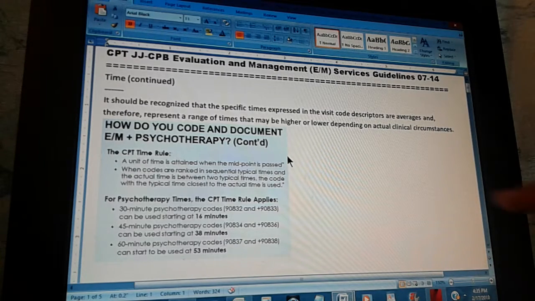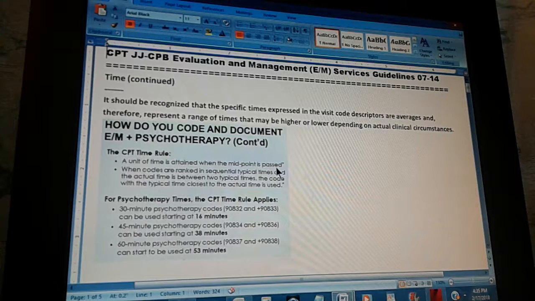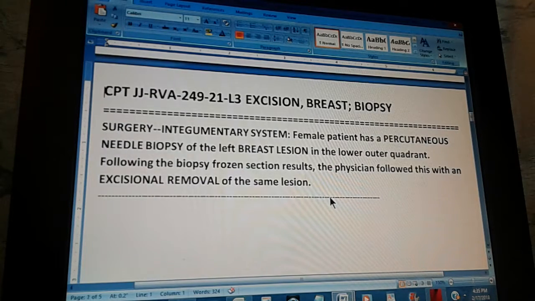Now, to understand a little bit more, we have a little table over there, right? So you can read about the CPT time rule, okay? The first thing, for instance, is a unit of time is attained when the midpoint is passed, okay? And there are other details that you can read about. Okay, so this is the theory. Now we're going to do a problem. So ready, set, go.